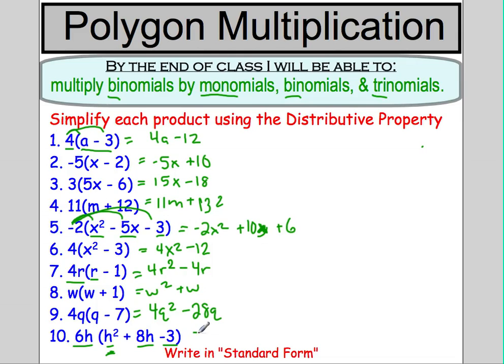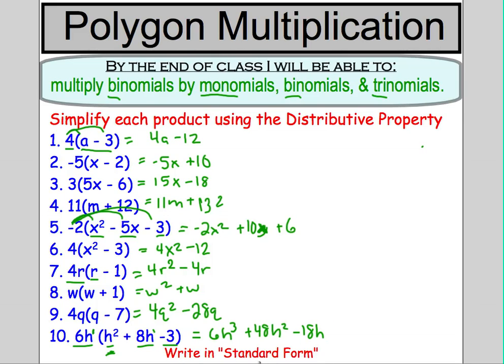6h times h squared is just 6h cubed. Remember, h and h squared, we're adding our exponents there. This is 6h times 8h, which gives us 48h squared. Remember, we're just adding the exponents. There's one h, there's a second h, so we add the exponents. And 6h times negative 3 is negative 18h.